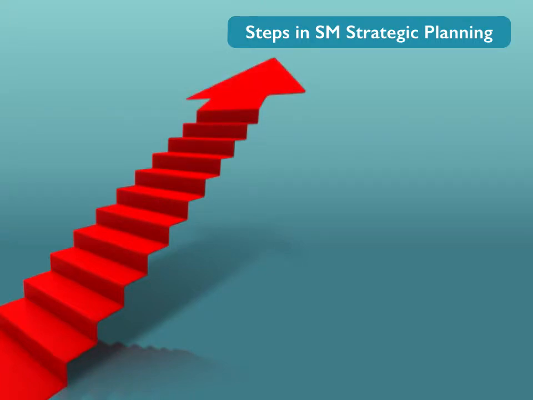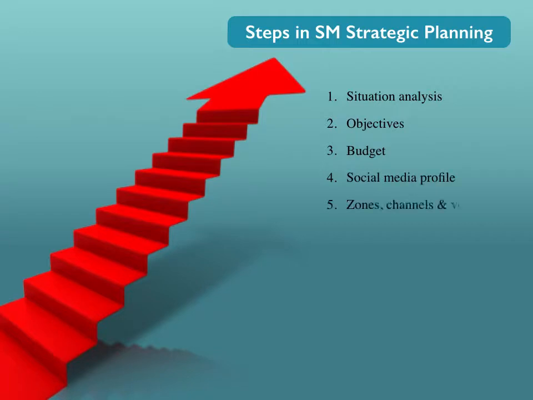So here's a review. We had 8 steps in the social media strategic planning. You have the situation analysis, objectives, a budget, a social media profile. You have the zones, the channels, and vehicles. And then you have a strategy for each vehicle. And then you have execute and measure. So those are the 8 steps that you need to follow to do a social media strategic plan.